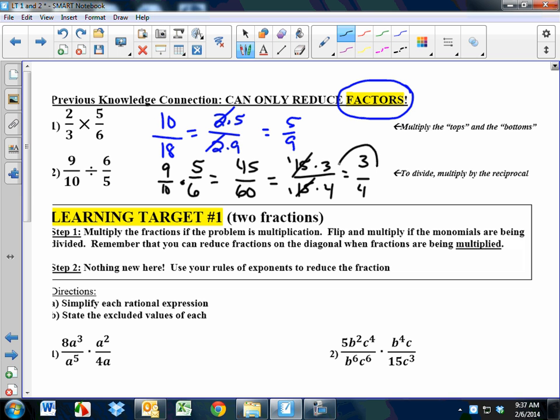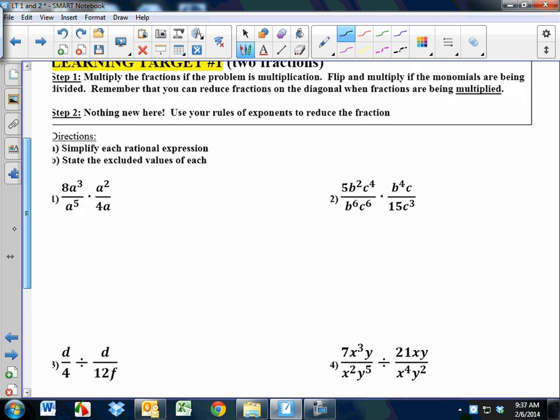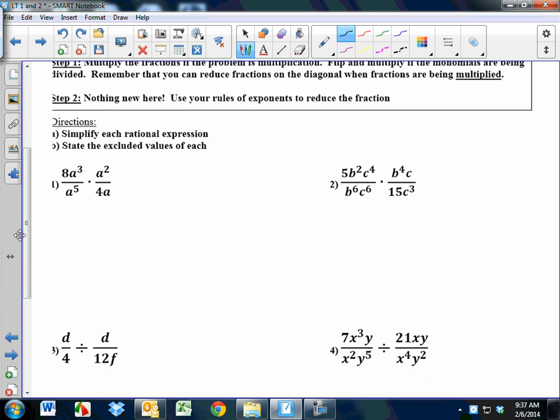Now, I've been using the words top and bottom because they're easier to associate, but the correct words are numerator and denominator. So we need to work on the vocabulary too. Numerator is the top, denominator is the bottom. Not going to read these directions to you, step 1, step 2. I'm going to talk about them as we do problems, but they're there in case you forget. But there are 2 directions for these problems. Simplify each and then state the excluded values.